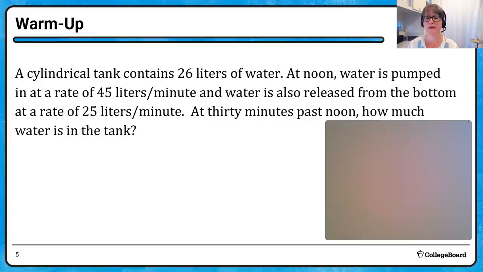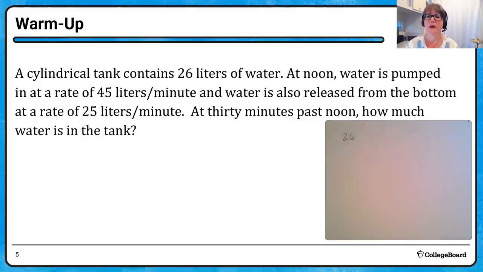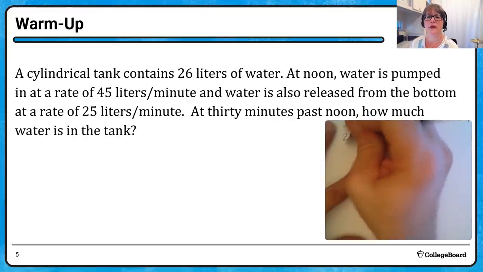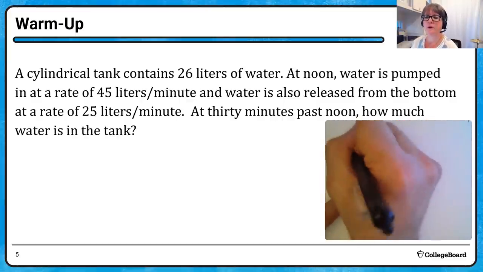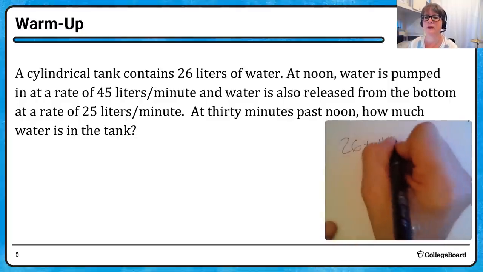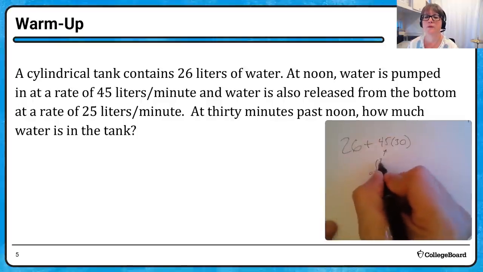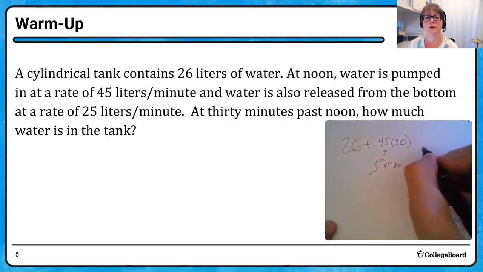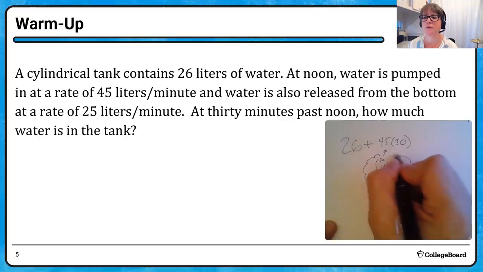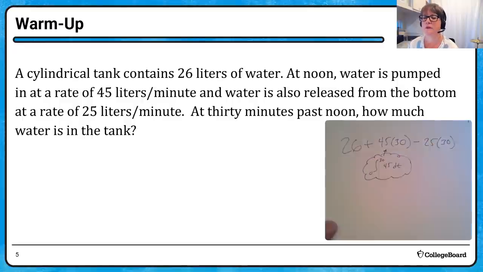So the tank, and it doesn't have to be cylindrical necessarily, starts with 26 liters of water. And then we're going to add water to that, because water is being pumped in. So 45 times 30 is what's getting added to it. And then meanwhile, at the same time, we're subtracting out that 25 liters a minute over that same 30 minutes. And you do not have to write that definite integral in this case, because these are just constant rates. Yep. And if you do all that.